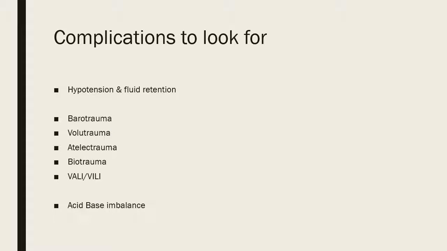So we talked a little bit about the complications. I got a little ahead of the game there. That hypotension and fluid retention, I talked about that: decreased blood flow to the kidneys because of the hypotension, and you have the RAS going into place. The barotrauma from pressure, volume trauma from more pressure in one lung, excessive volume in one lung versus the other, atelectotrauma, that's the damage to the alveoli.